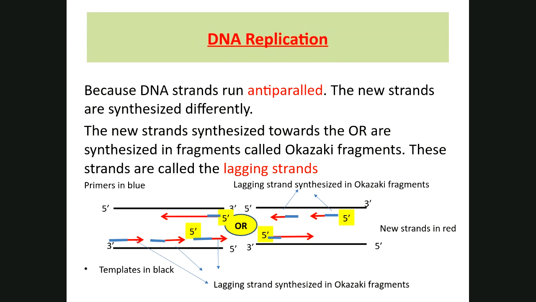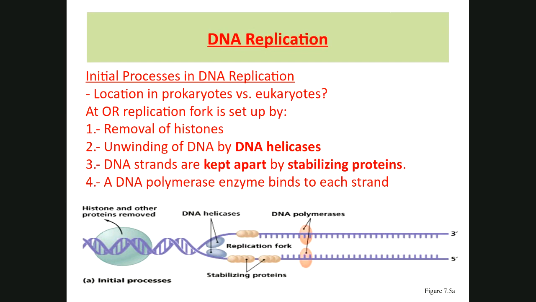So 1 for the leading strand, 1 for the lagging strand, and then on the other side, another one for the leading strand and another one for the lagging strand. So that's 4 DNA polymerases total that will be needed when DNA is being replicated. So here's an example of what happens at what we call a replication fork.